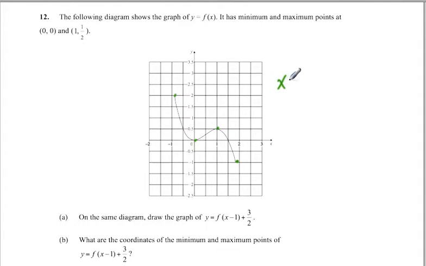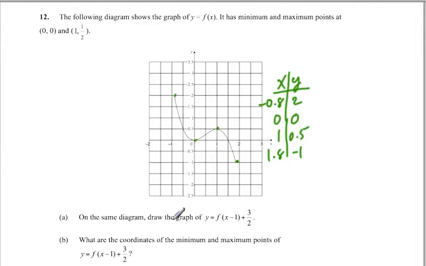So here's our xy. This is almost like negative 0.8 and 2. So negative 0.8 and 2. This point here is 0, 0. This point here is 1 and 0.5. And this point here is, I would say, 1.8 and negative 1. So 1.8 and negative 1. So that's our original function.